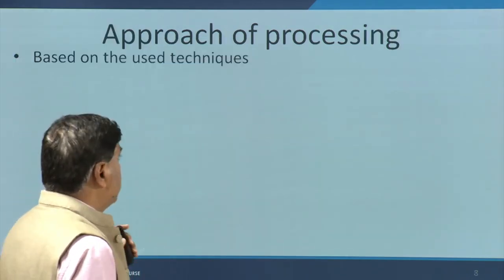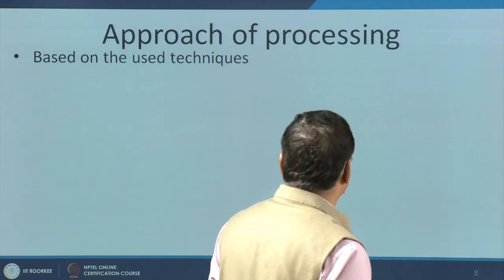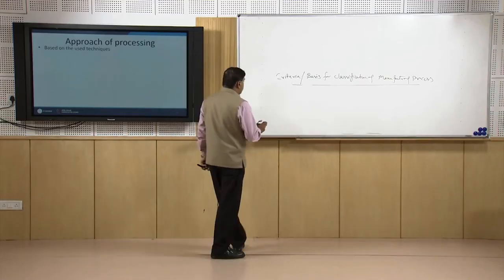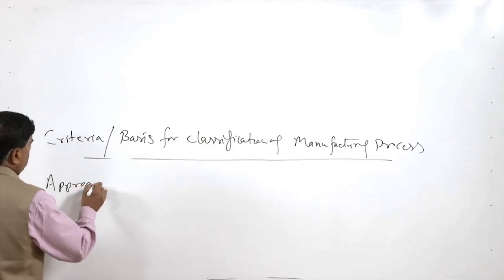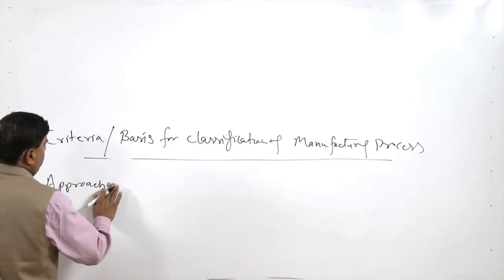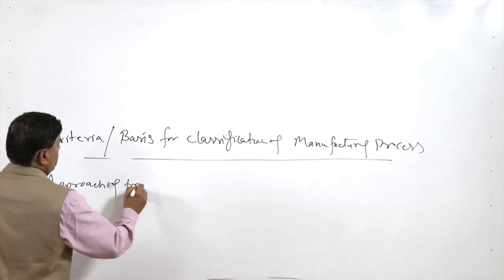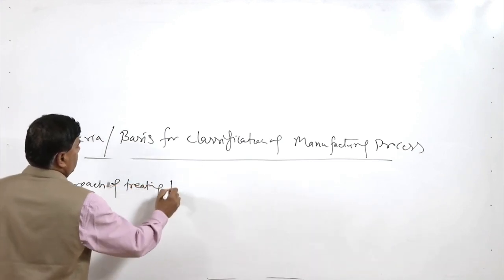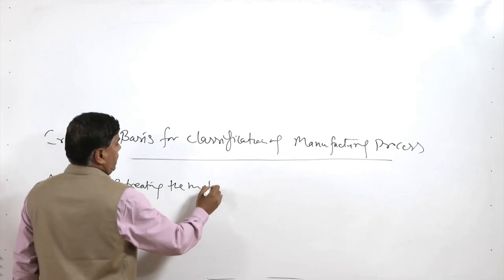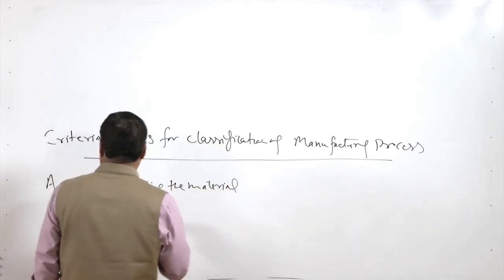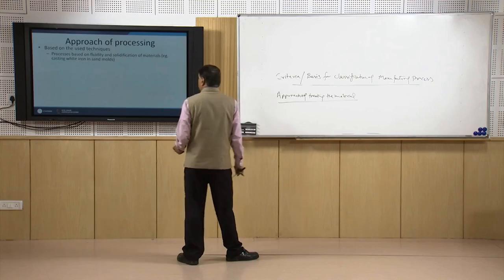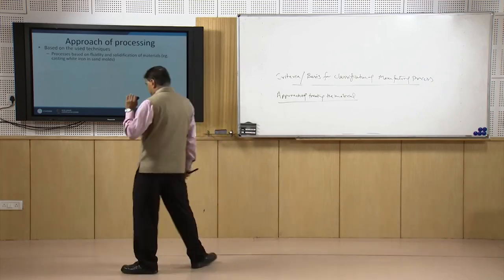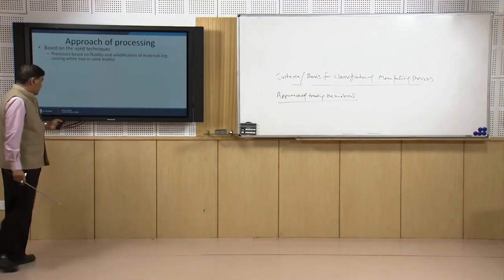Then coming to another classification, based on the approach of treating the material. There are 5 different categories of processes. I will explain this here itself.